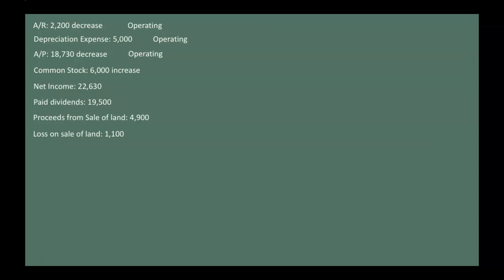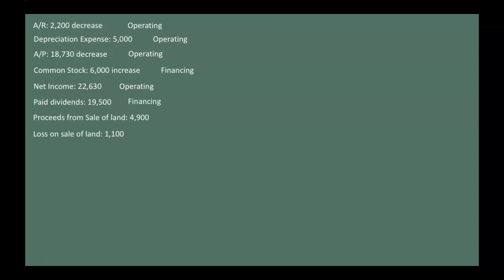Then we get to the increase in common stock. Well, if common stock increased, that means that we issued more common stock. And whenever you issue common stock, that's a financing activity. Net income, that goes at the very top of our operating activity section. Paying out dividends, that will be a financing activity because we are paying those to our stockholders.